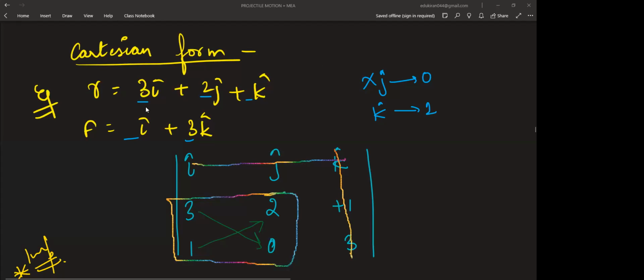If a variable is not present along with its constant, then it will be zero. Yes, the way we have written zero for the J cap.